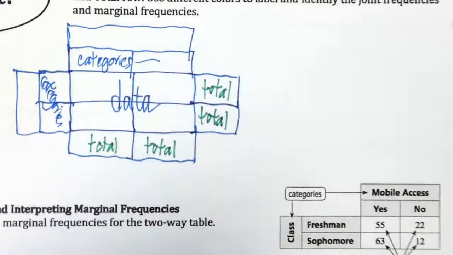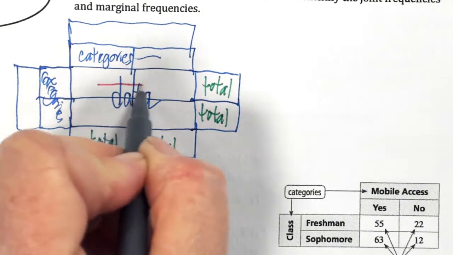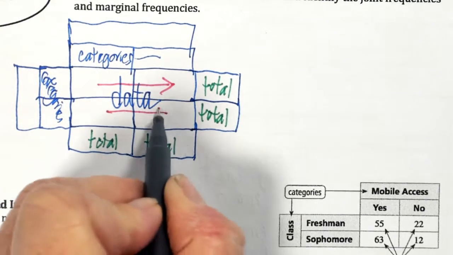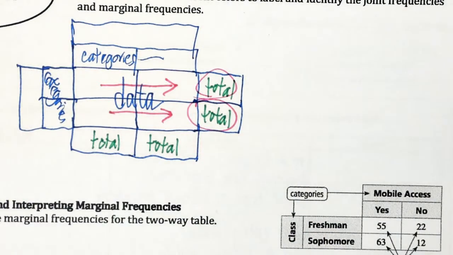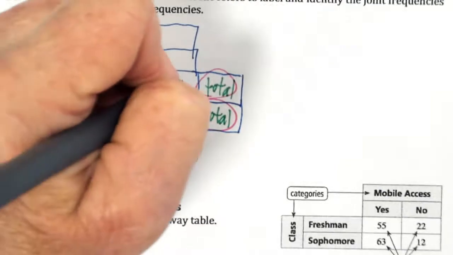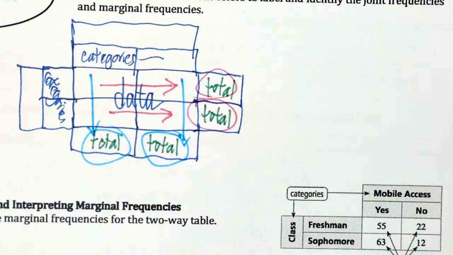So where do all my totals come from? Well, they actually come from my table. So when I add my row, and I add my row this way, then I should have my totals. And the same thing follows suit with my columns. So when I add down and add down, that gives me my totals there as well.